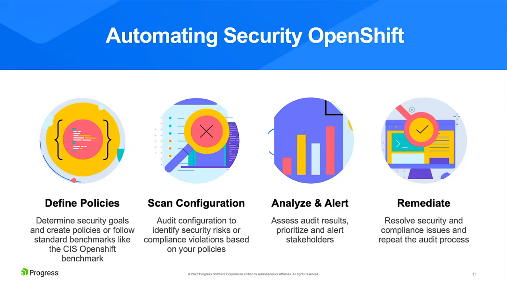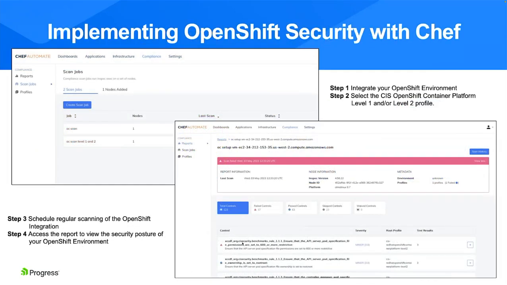You can also secure your etcd directory, your controller manager, your scheduler, your worker node configurations, your control plane configurations, and all the different policies such as your RBAC, service accounts, pod security policies, CNI, and so on. So how do we implement OpenShift security using Chef?